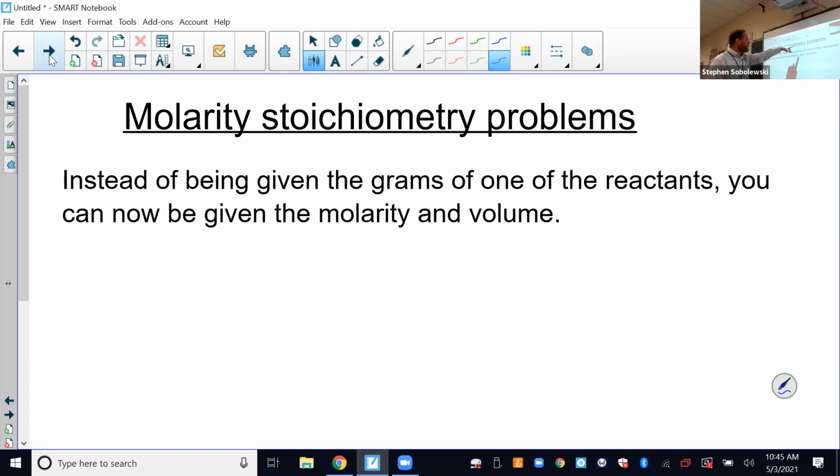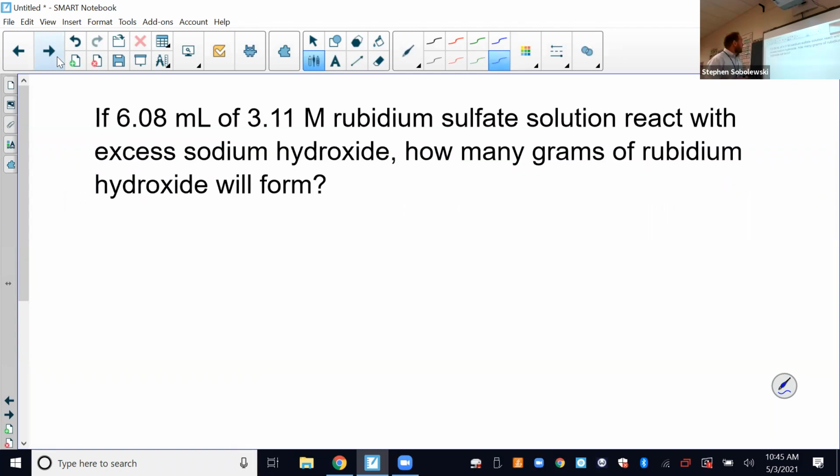So molarity stoichiometry problems are just regular stoichiometry problems, but instead of being given the grams of one of the reactants, you can now be given the molarity and the volume. You just solve for moles, and then you're back in familiar territory. All right, so if 6.08 milliliters of 3.11 molar rubidium sulfate solution react with excess sodium hydroxide, how many grams of rubidium hydroxide will form?